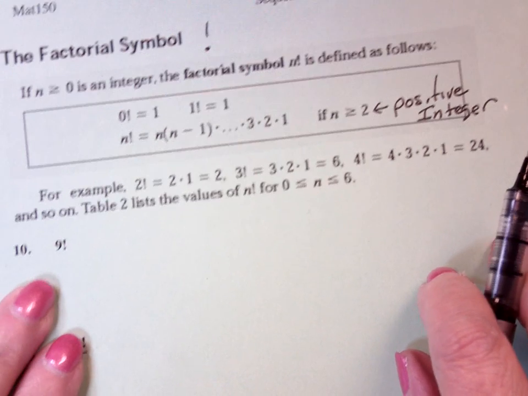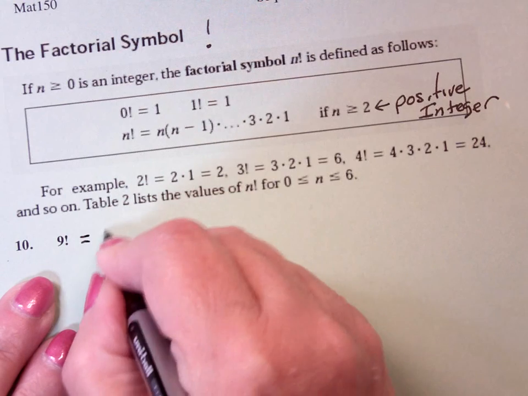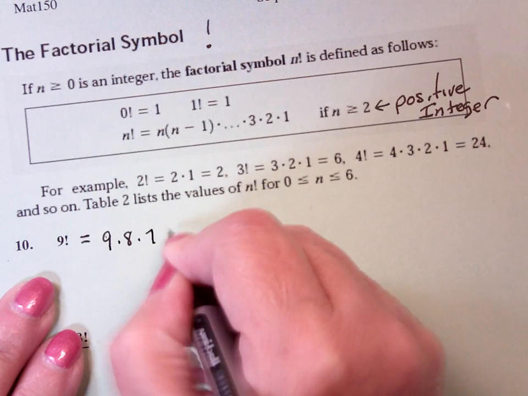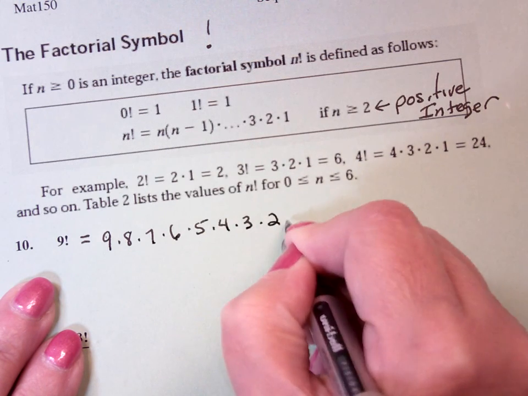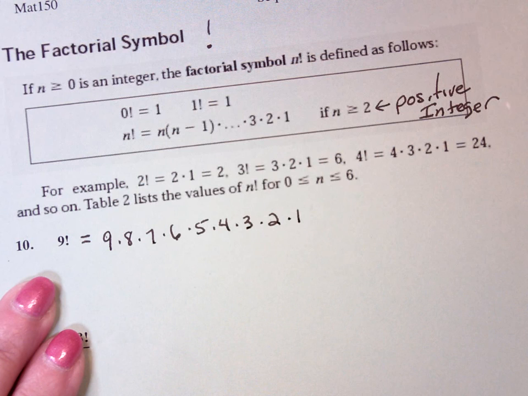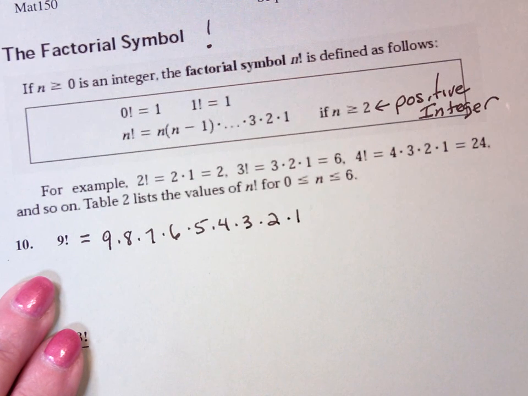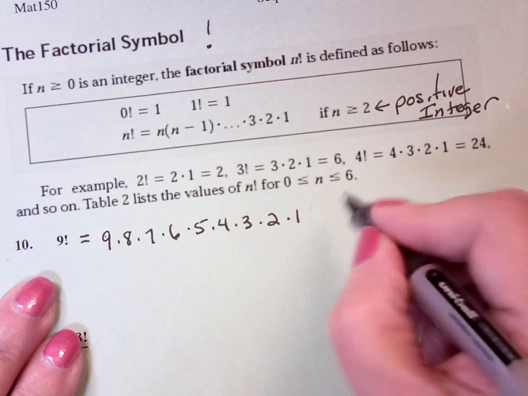4 factorial will be 4 times 3 times 2 times 1, which is 24, and so on. So if I look at 9 factorial, 9 factorial would be 9 times 8 times 7 times 6 times 5 times 4 times 3 times 2 times 1. Start at 9 and work your way down, and you'll find that 9 factorial is 362,880.